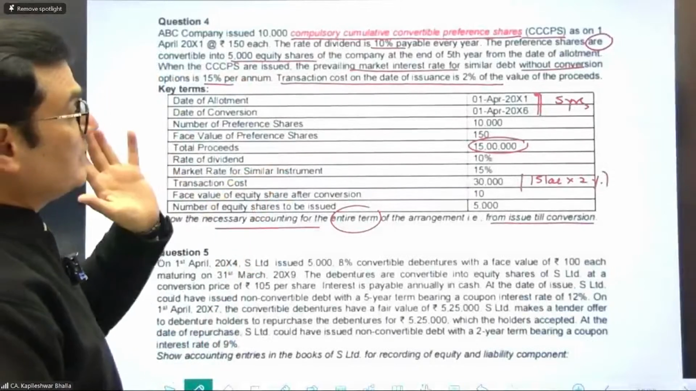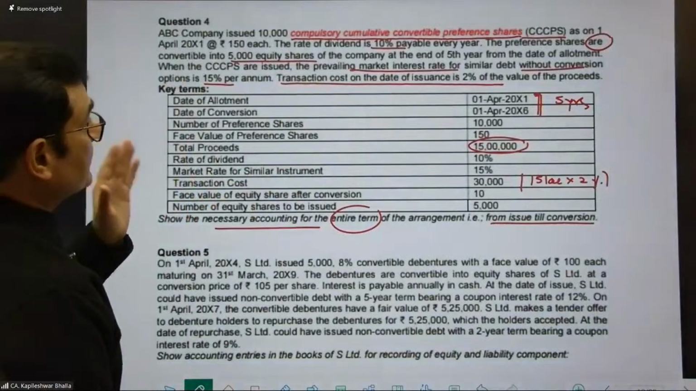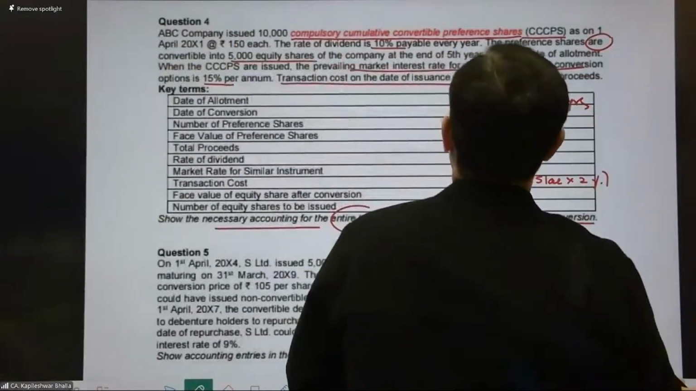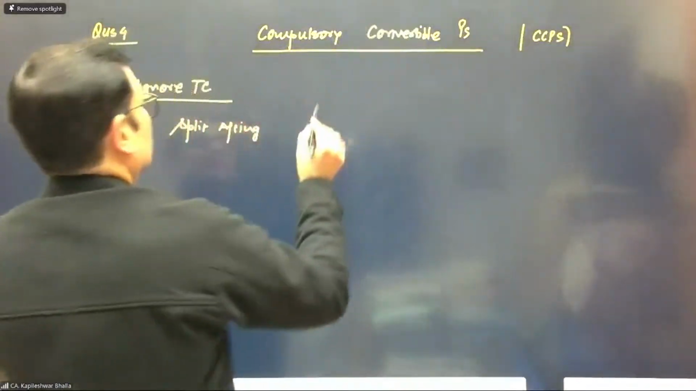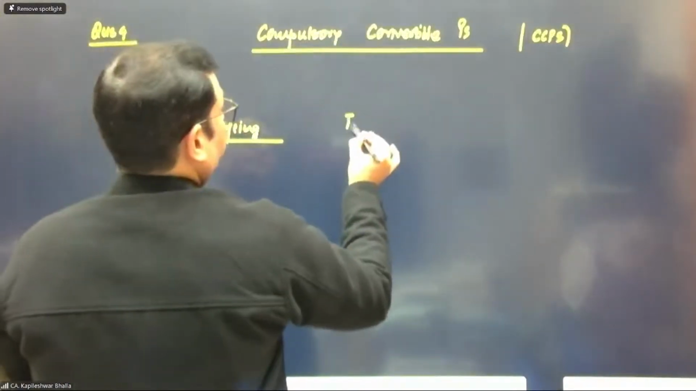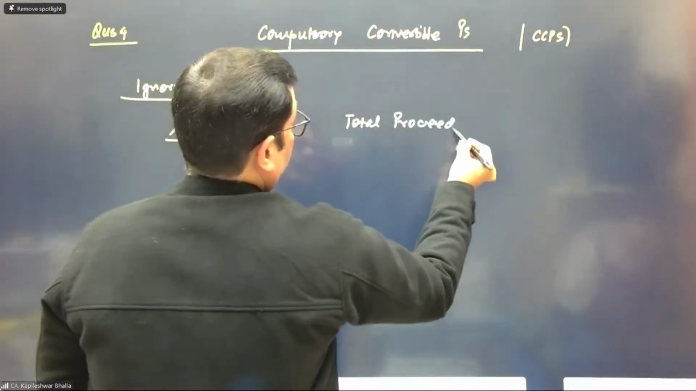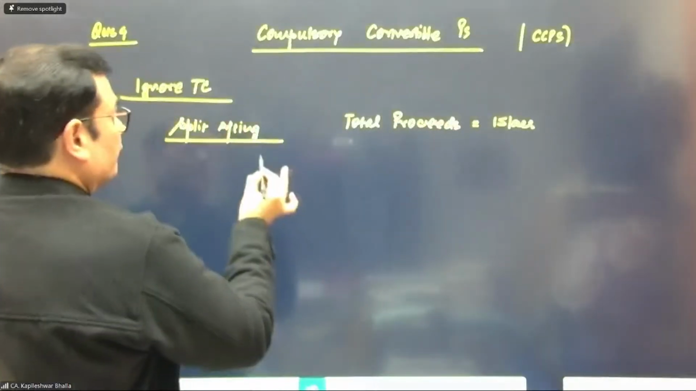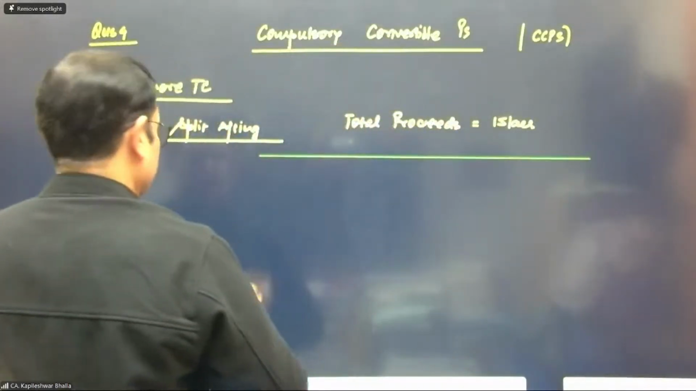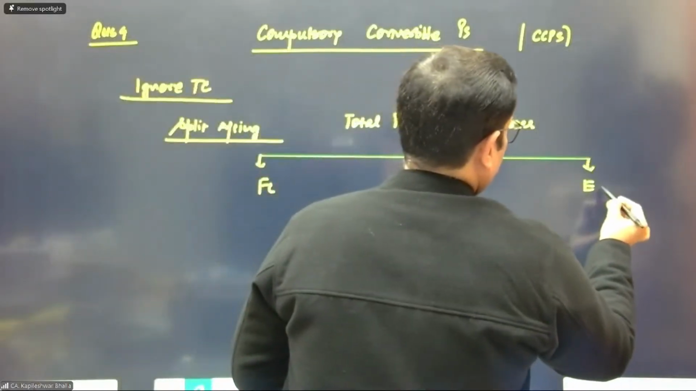So let's see what is the assumed proceeds. The total proceeds are to the extent of 15 lakhs and it has got a life of 5 years and there is a 10% coupon rate. So let's organize the total proceeds. My total proceeds in this case is given to me 15 lakhs. And we will divide this 15 lakhs in terms of FL and in terms of equity. So financial liability and the equity element.